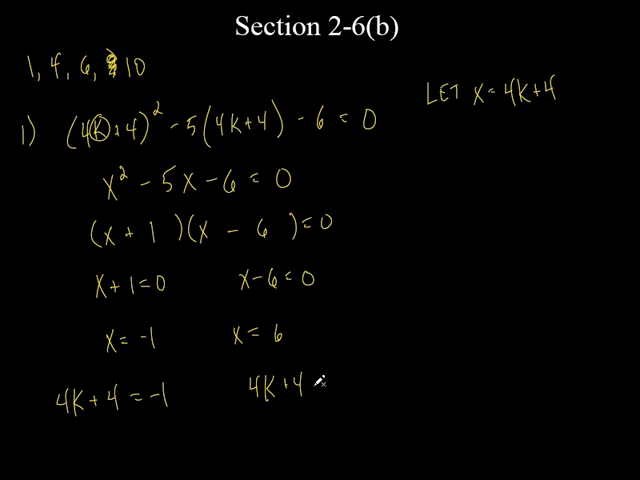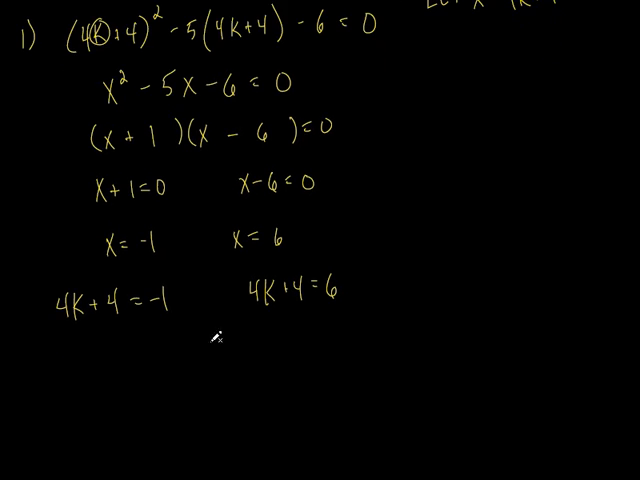4k plus 4 equals what? 6. Right, now we'll get something. Here we go. Subtract 4. This is just basic algebra. And that's negative 5 divided by 4, so negative 5/4. Is that one of my answers?